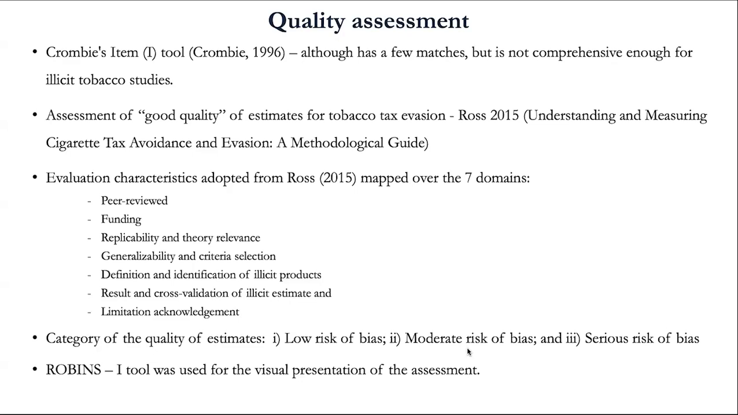And each of these domains were then summarized in 3 different categories of the quality of the estimates, and that can be mentioned as whether the study has low risk of bias or moderate risk of bias or serious risk of bias. And just to present and communicate our critical appraisal with our audience, we have used the ROBINS-I tool for the visual presentation of the assessment. So just to give the audience a clear idea about how these studies were critically appraised, I would like to dig a bit into detail on this particular issue.